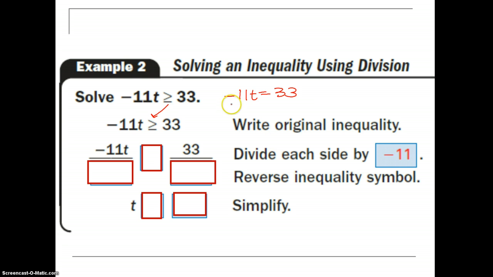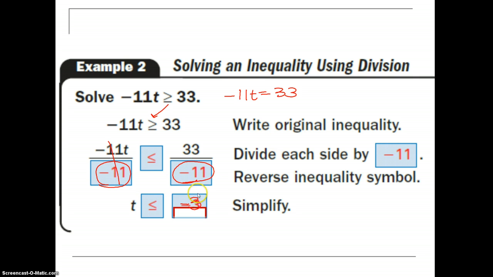Negative 11 times t. To get rid of negative 11 that's being multiplied, you divide each side by negative 11. These cancel out to be 1. 33 divided by negative 11 is negative 3. But because I physically divided both sides by a negative, it has nothing to do with the 33, I flip the inequality symbol.